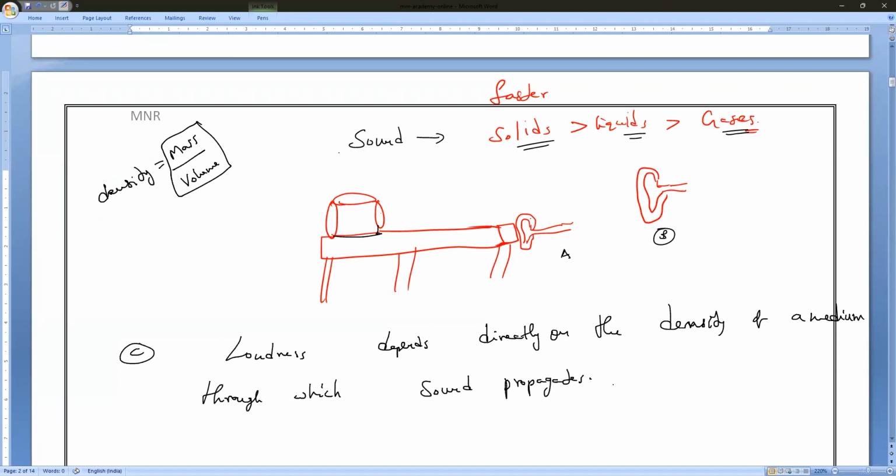So in which medium is the loudness of a sound maximum? Solids. Yes. Sound is maximum in solids. Minimum in gases. That is one.